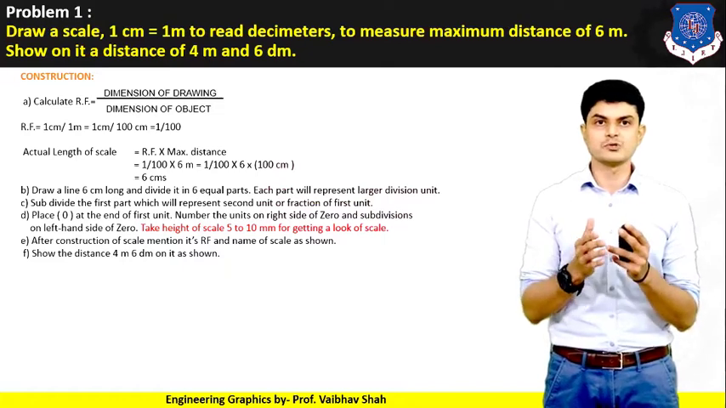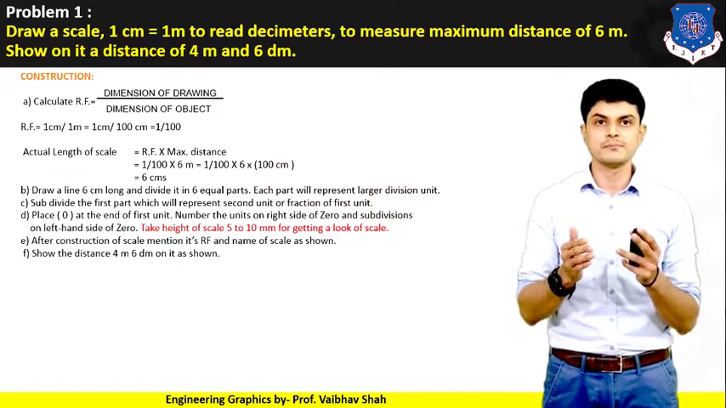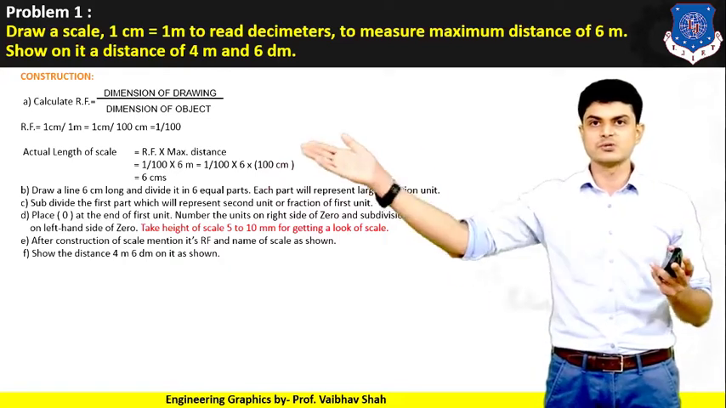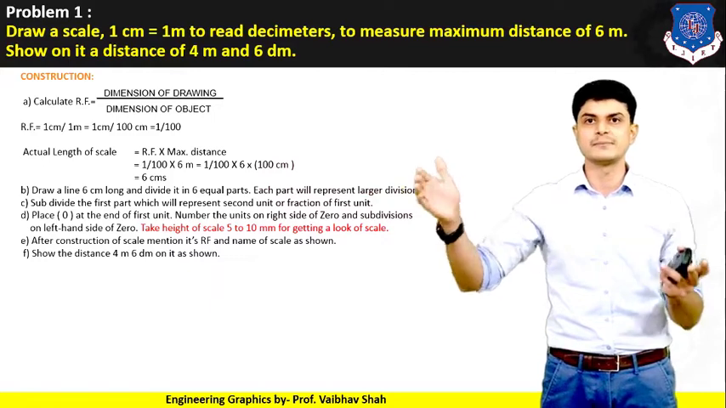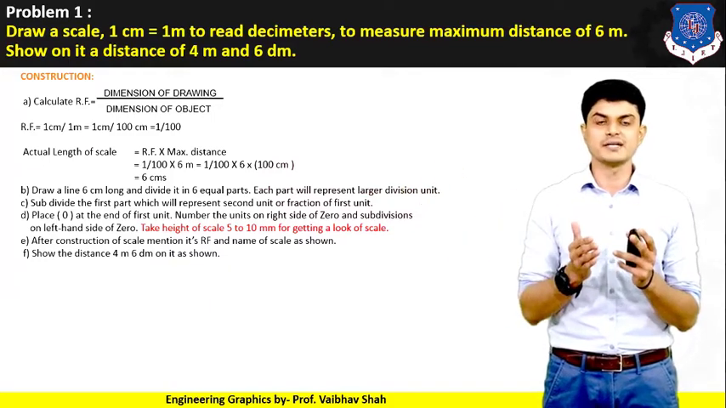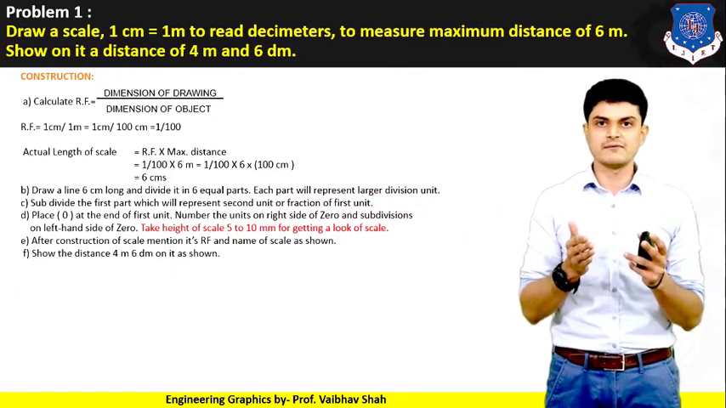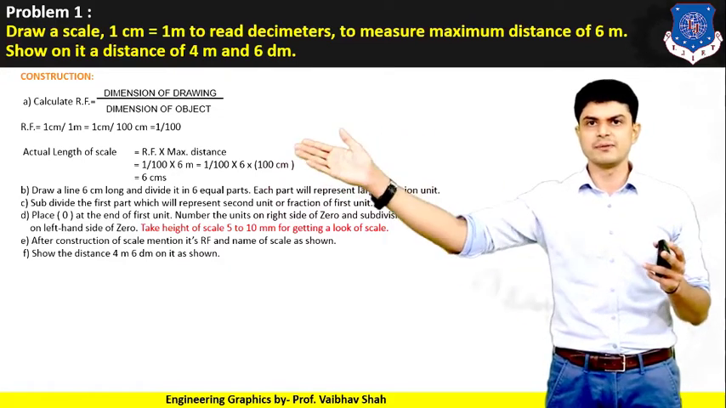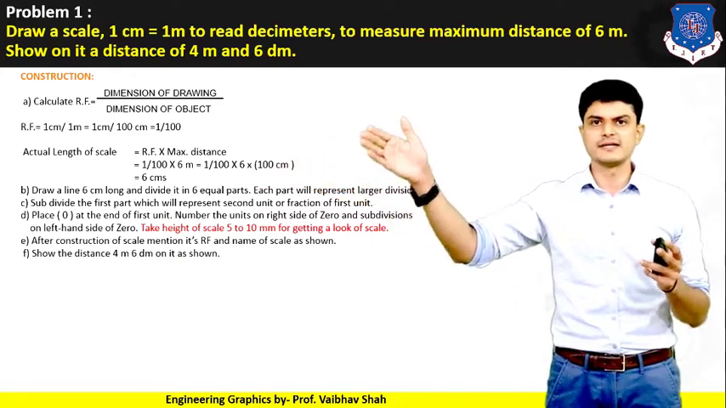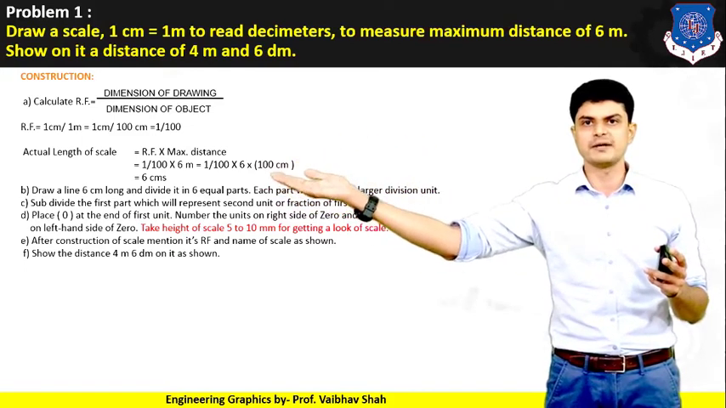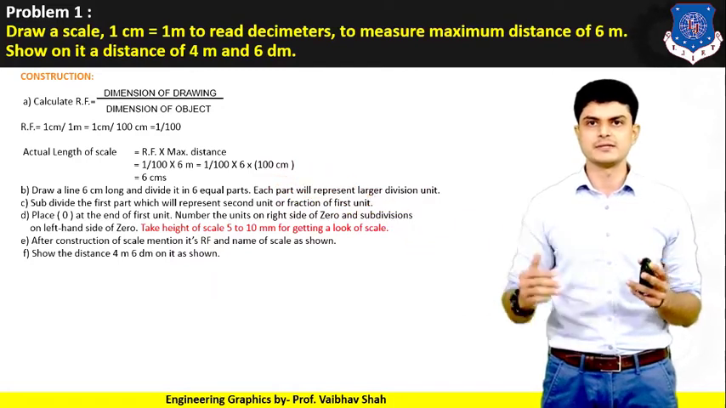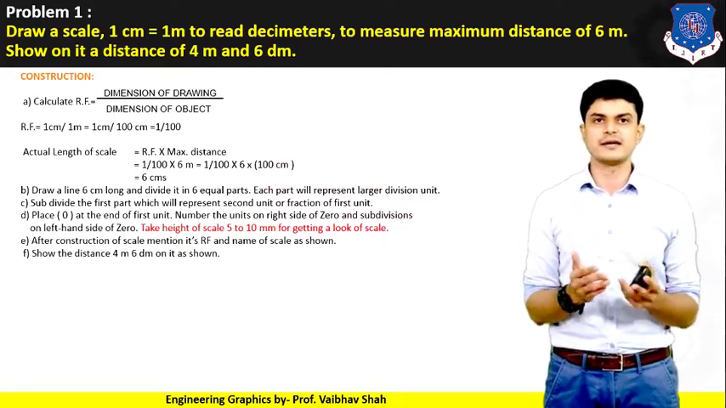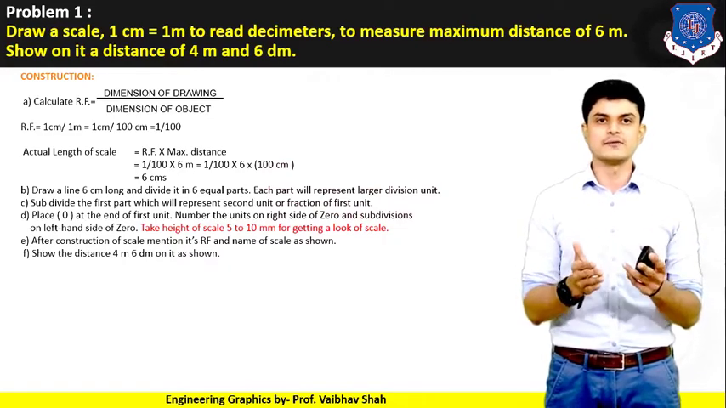Now, is it possible to draw 6 meters onto your drawing paper? Then you will say, sir, no, it is not possible. So for that reason, we need to convert this 6 meters into centimeters. We know that 1 meter is equal to 100 centimeters. So we will be substituting 6 into 100. That means we will be having 1 by 100 into 6 into 100 centimeters. So we have substituted in the place of meter 100 centimeters. Now we will be having our answer as 6 centimeters. So it is obvious that we can draw a 6 centimeter line in our drawing sheet.